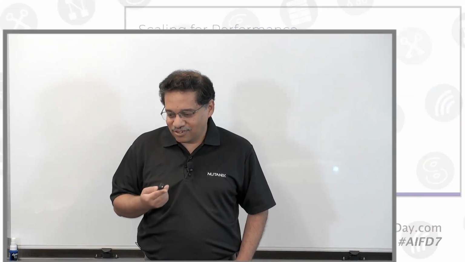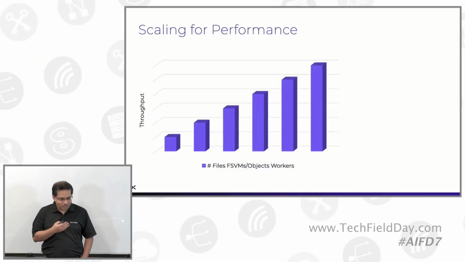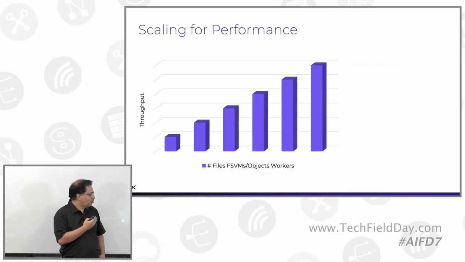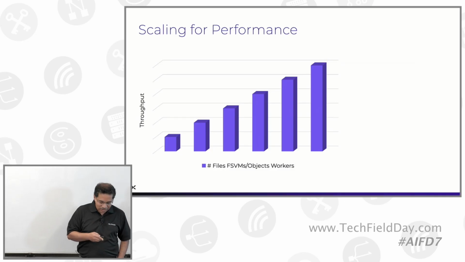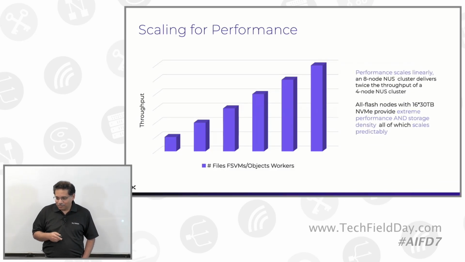Okay, so just like you can scale for capacity, we also scale for performance. So the key point of this chart is to show that our scaling is linear, right? As you add worker nodes or VMs to the cluster, our performance will scale linearly.